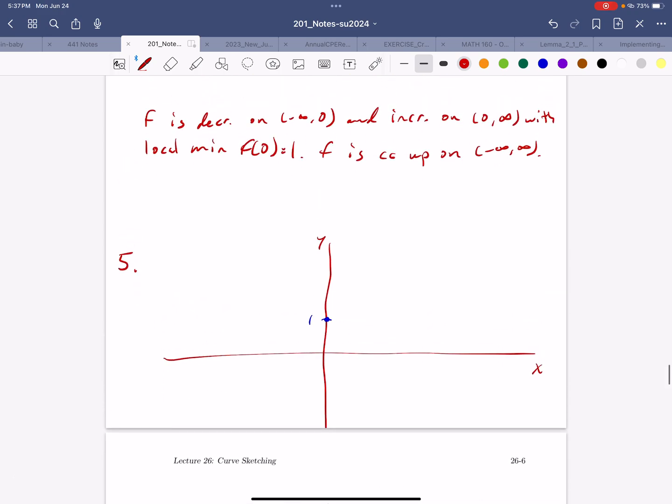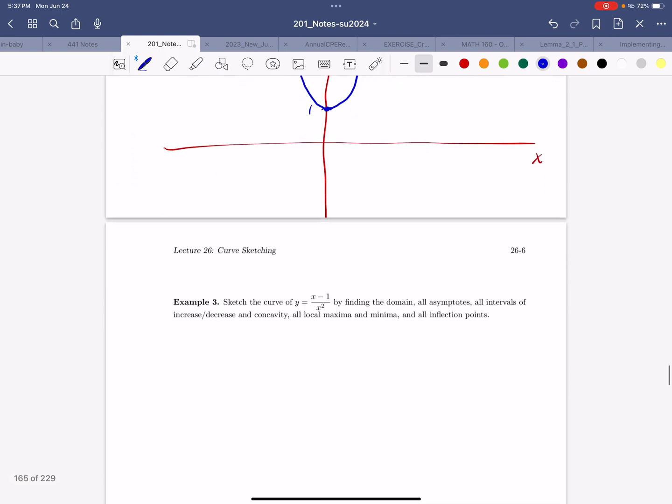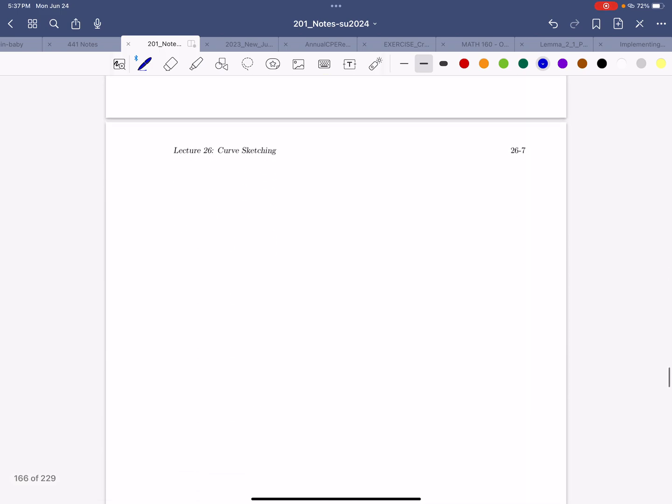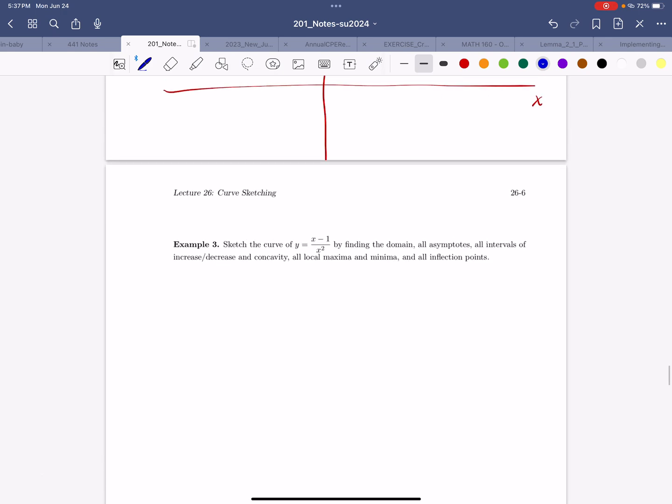So anyway, we have a function that is always concave up, it is decreasing, and then it is increasing. So our curve looks like this. In fact, it's even narrower than that. It's like that. So that's what we've got for that, and that's how we sketch a curve. Let's do one more example, maybe a little more involved. I'll leave the last one to you.